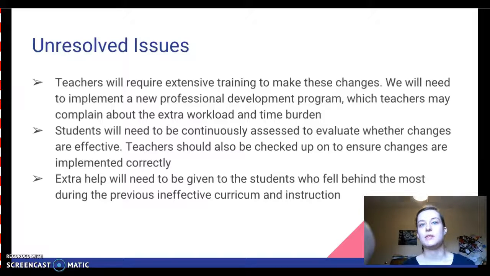Students will have to be continually assessed to make sure that these changes are being effective, and the teachers are also going to have to be checked up on to make sure that they are making the changes effectively and are being implemented. So, some resources are going to have to go into that. How are we going to make sure that teachers are making these changes, and how are we making sure the assessments are reflecting whether they are effective?